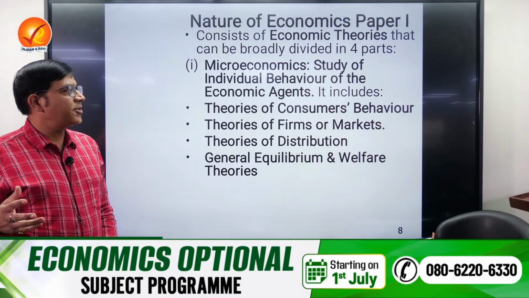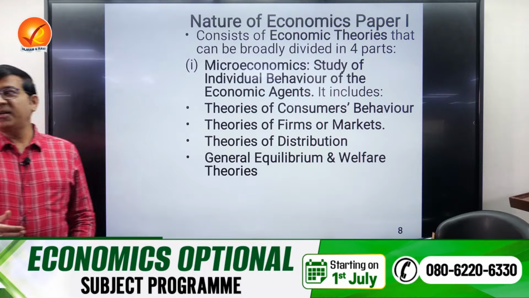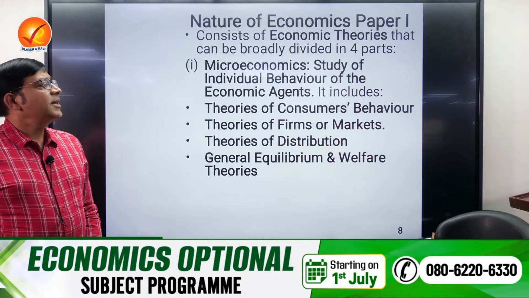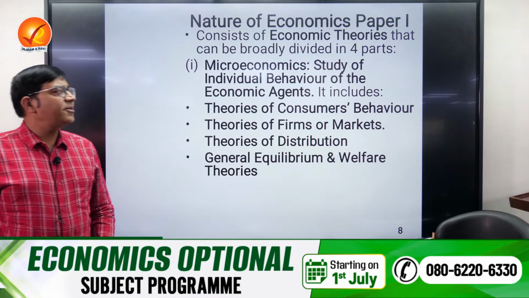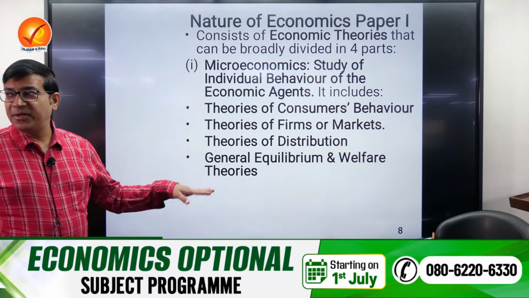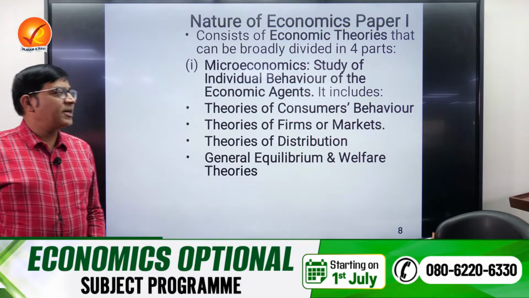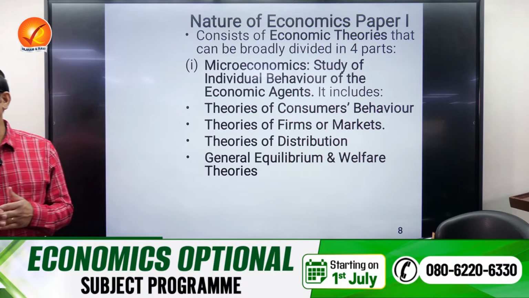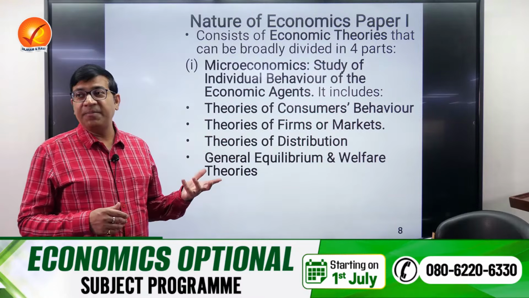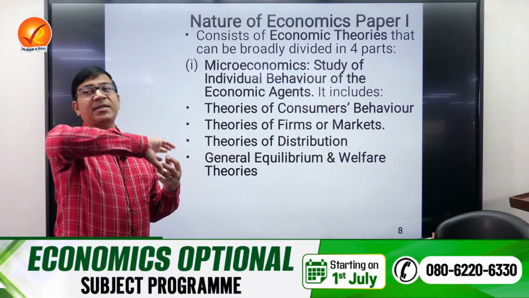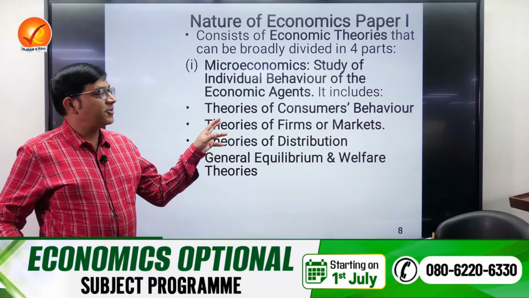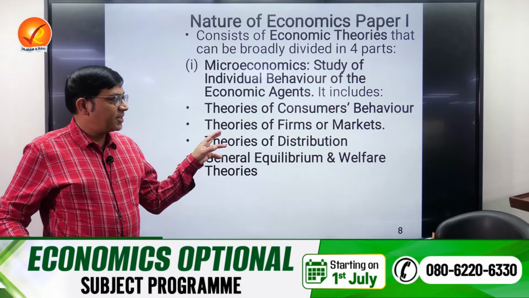The first one is microeconomics. Side by side, I'm giving you a little bit of detail. Obviously, when we do the class, we'll go into more detail of that. Microeconomics is nothing but the study of individual behavior of economic agents, within which we will have 4 main parts. I think microeconomics is the largest part within paper 1 also, and that is why we spend a lot of time on that. Even if direct questions may not come only from here, you will not understand the other parts without clarity on microeconomics. So in microeconomics, we'll do theories of consumers' behavior, the theories of firms.